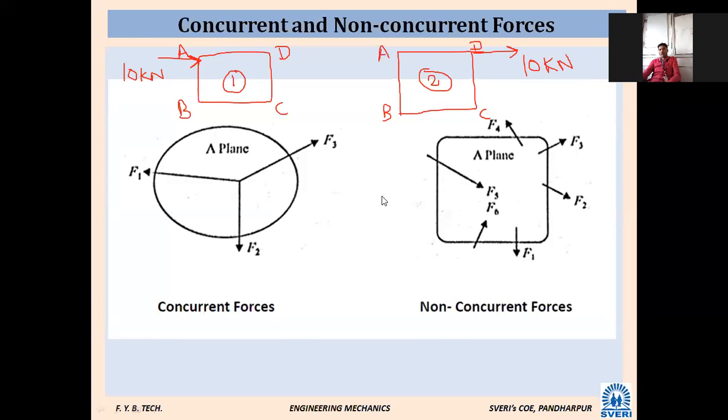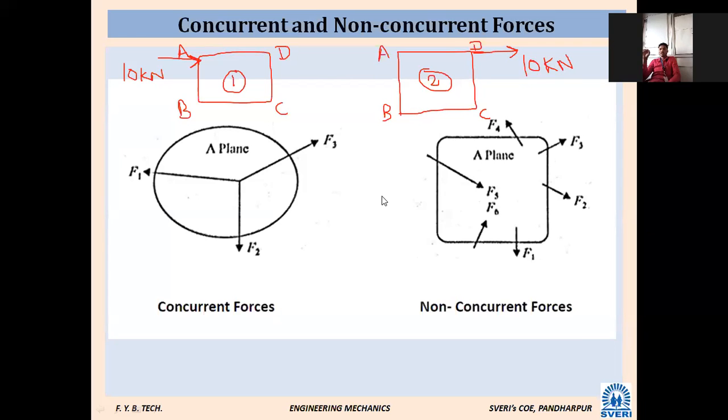Effect will remain same. I will give the answer. Effect will remain same. Now tell me how. So the effect will remain same in both cases, irrespective of the point of application. Force applied at A or at D, the effect will remain same.